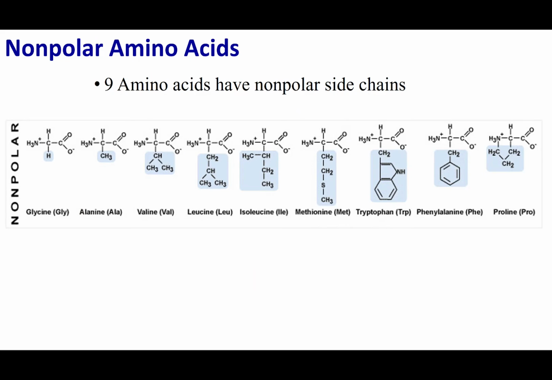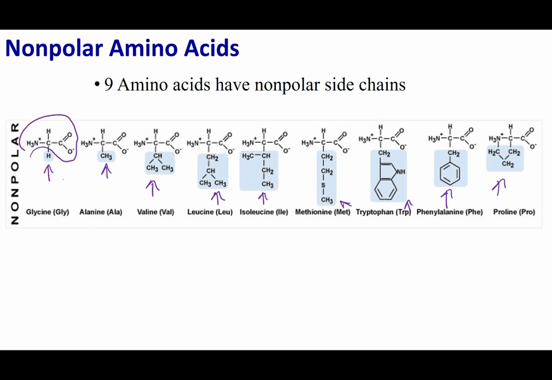So of the 20 common amino acids, 9 are considered to be nonpolar. And so here's what I mean by nonpolar. So here's my amino acid, and this right here that's highlighted is going to be my R group. Now what you want to look at is what is the R group made out of.